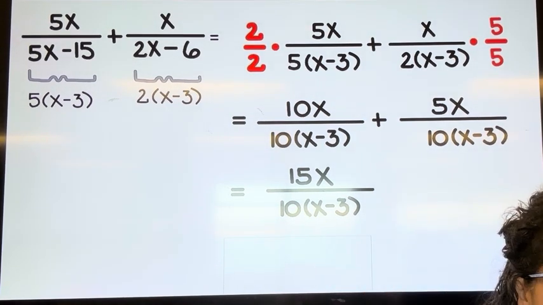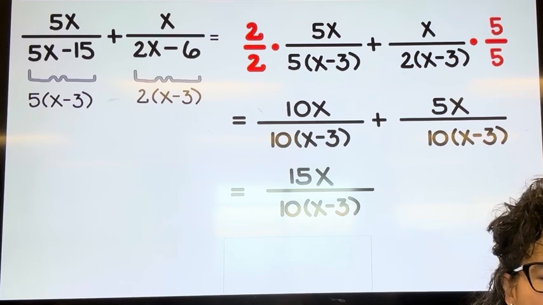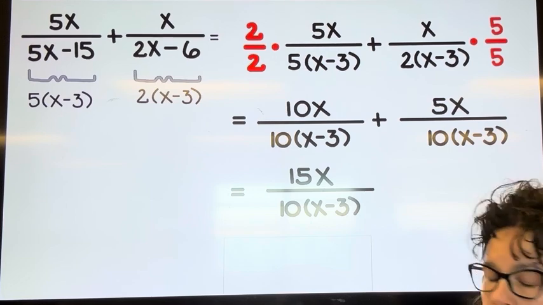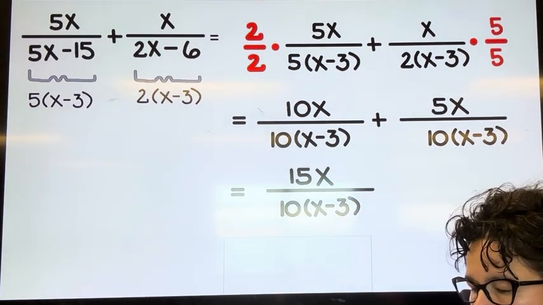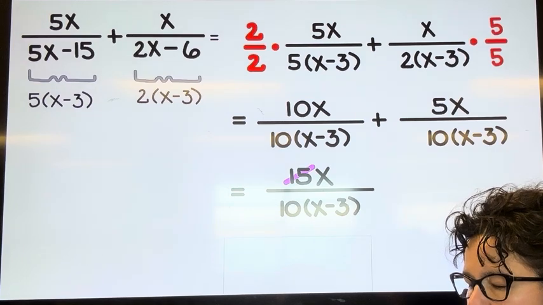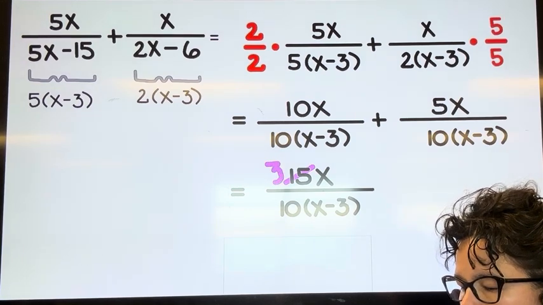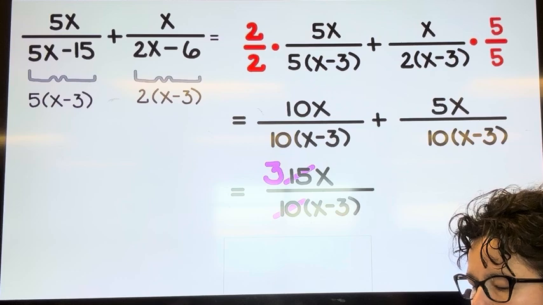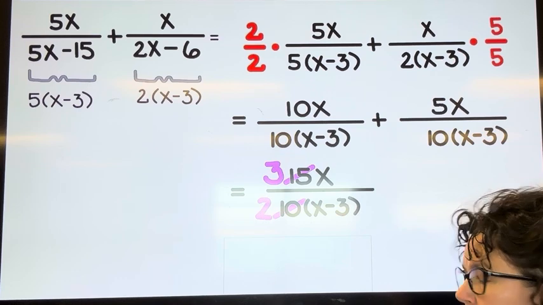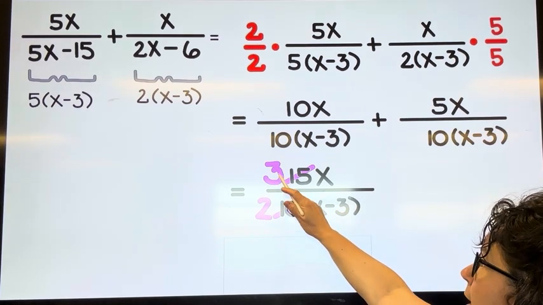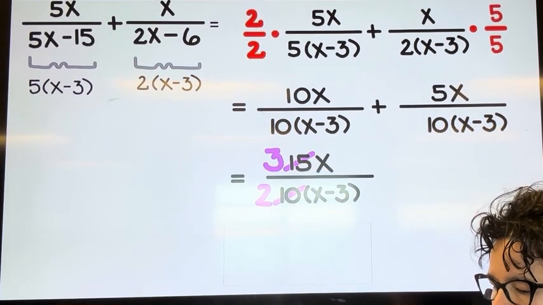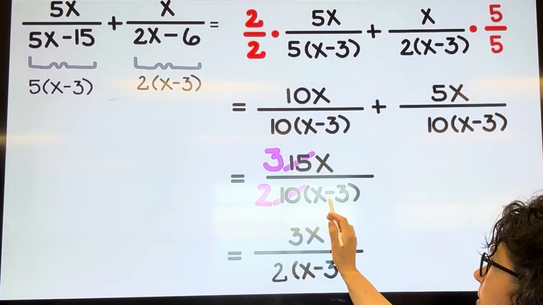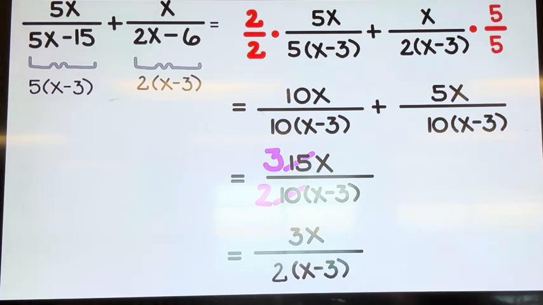You can only simplify fractions when there's multiplication. So for here, 15 and 10, 5 fits into 15 3 times, and 5 fits into 10 twice. So our final answer is 3 times x in the numerator and 2 times x minus 3 in the denominator.